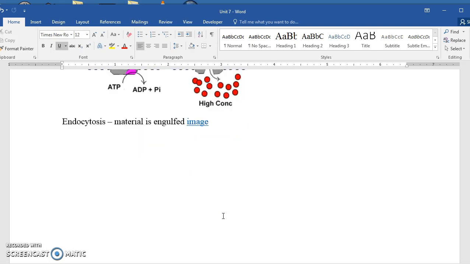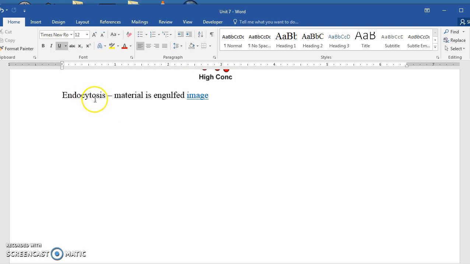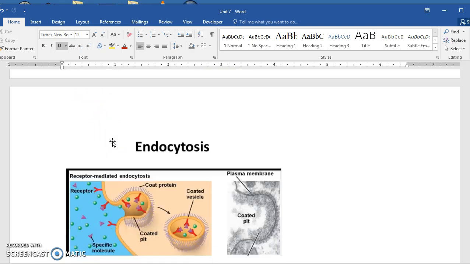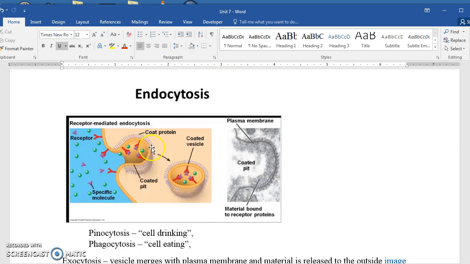There are some specific types of active transport I want to mention. Endocytosis, this is where material is engulfed by the plasma membrane and moved into the cell, hence the endo, which almost sounds like into, if you follow a more Germanic pronunciation of it, into the cell. Cyto has to do with the cell. Here, the endocytosis is illustrated.